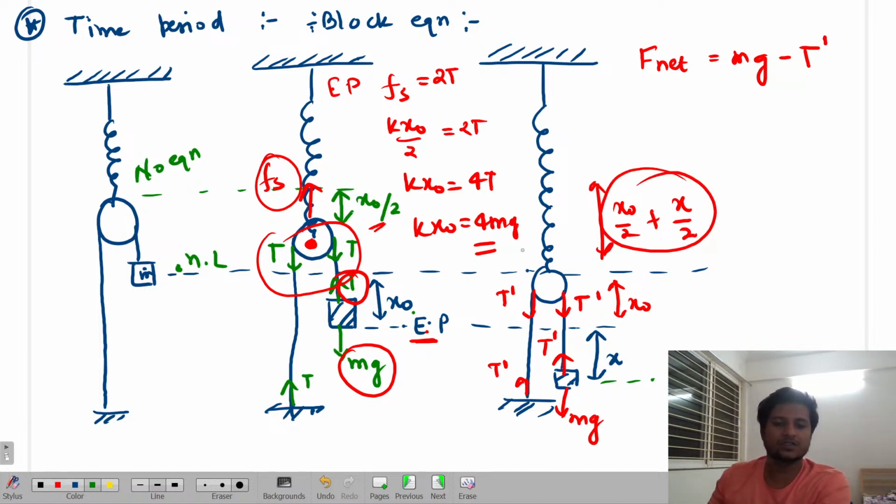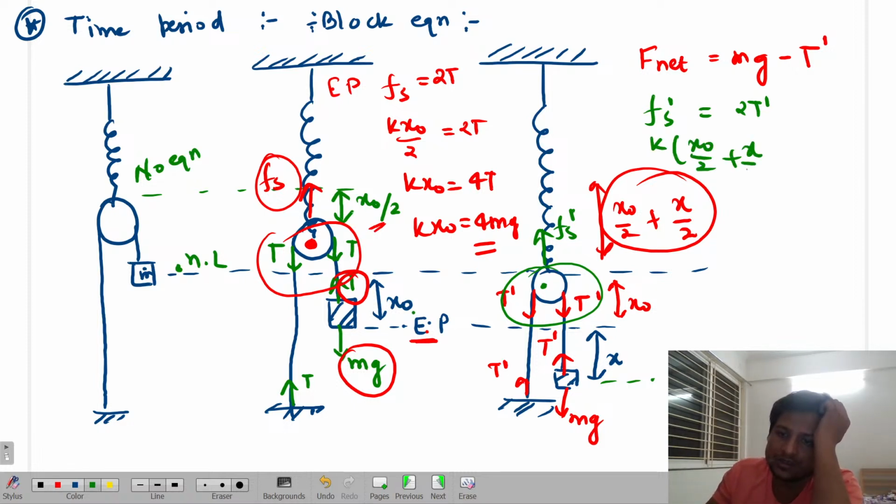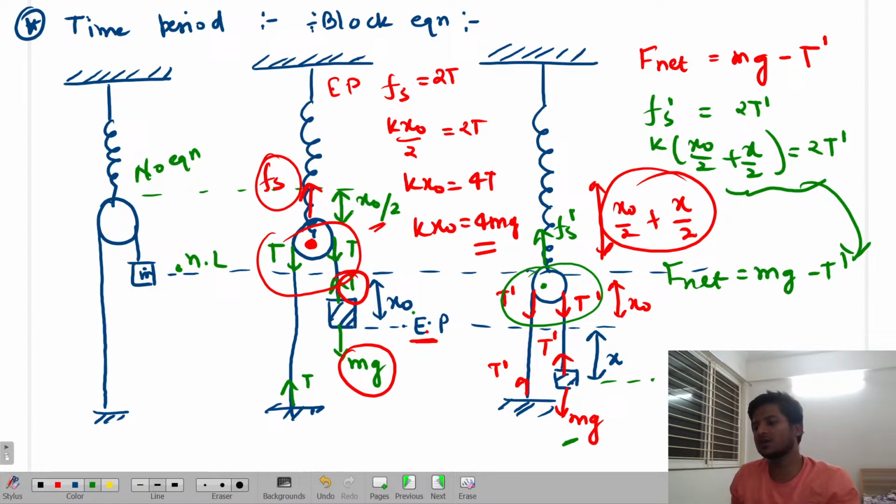Once again, this pulley is still massless. So the upward spring force new must be equal to 2T dash or not? Must be equal to how much? 2T. Spring force new is how much? K times x naught by 2 plus x by 2 must be equal to 2T dash. Are you able to get me or not? Now, here the mg force is predominating. So F net is equal to how much? Mg minus tension T dash. Replace it over here. You get the equation. Are you able to get me?